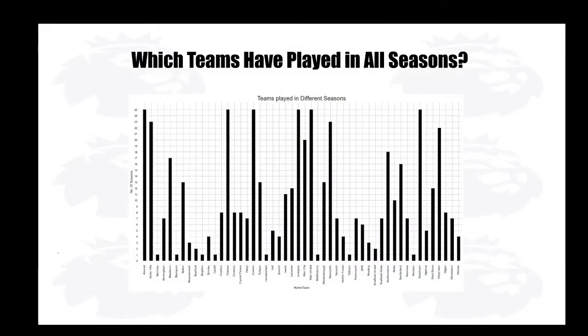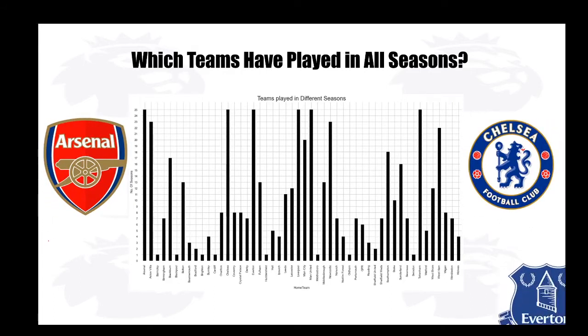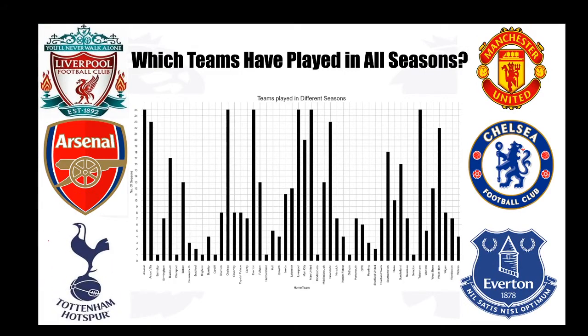Let's move ahead and see which teams have played in all 25 seasons without relegation. These are referred to as the Big Six. These are Arsenal, Chelsea, Liverpool, Manchester United, Everton and Tottenham Hotspur. This completes our individual team and season level analysis. For more such graphs and details, please refer to the Jupyter notebook.